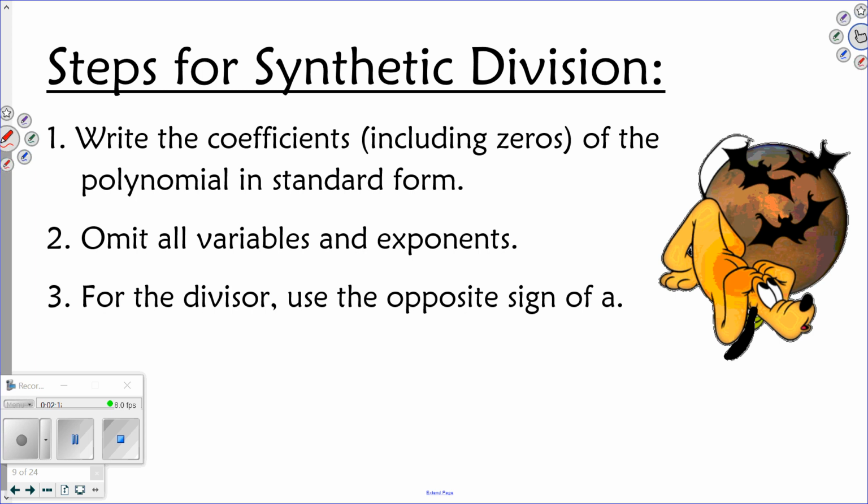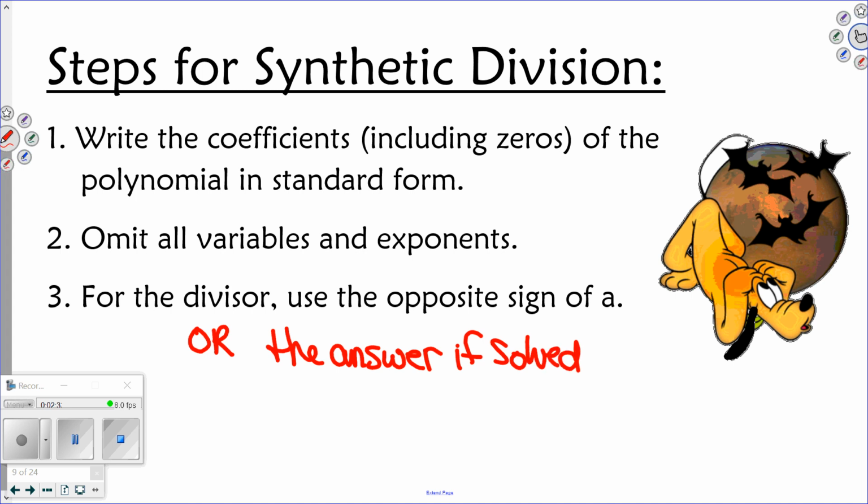And then for the divisor, you will use the opposite sign of a, or you can think of it as the answer if you solved. So for example, if I told you that you were dividing by x minus 6, what would x equal? 6. Right? If I said it was x plus 2, what would x equal? Negative 2. So you're solving that part.